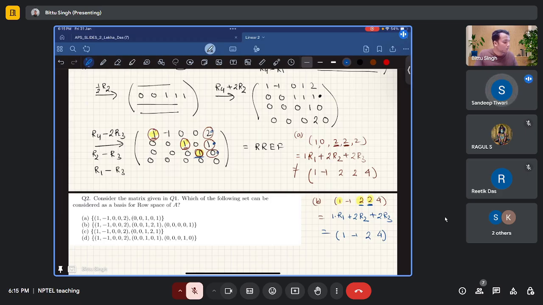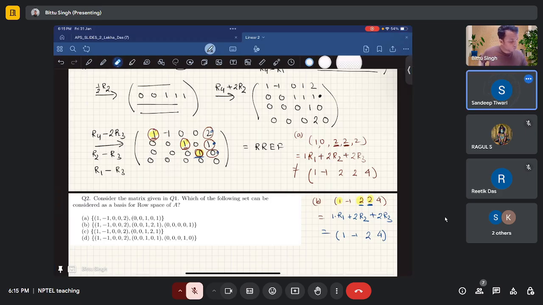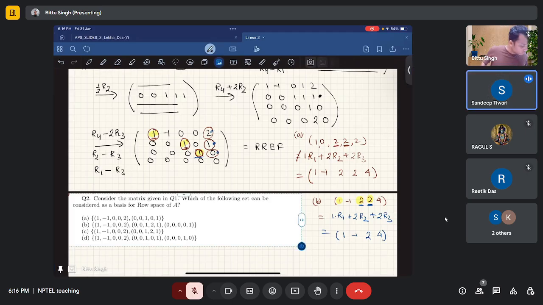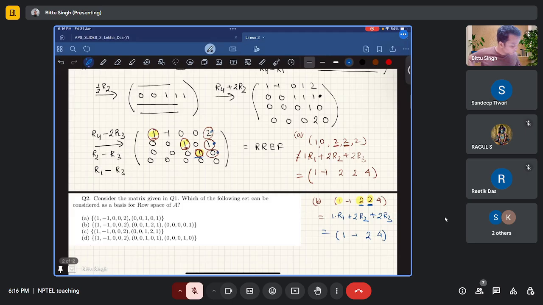This is actually equality, but this is not equal to this, because if this is equal, this should satisfy. Sorry, I have not written one element, it will be 1 minus 1 2 2 4.